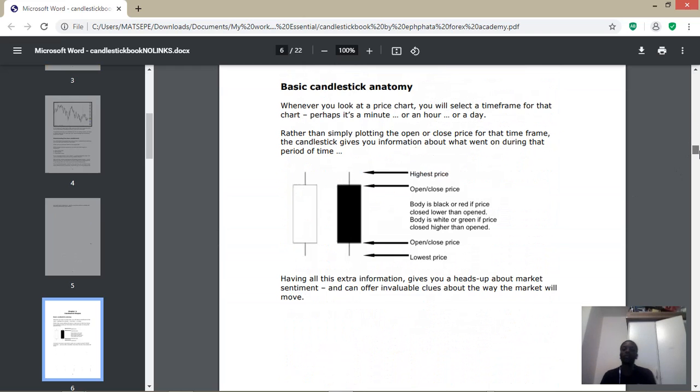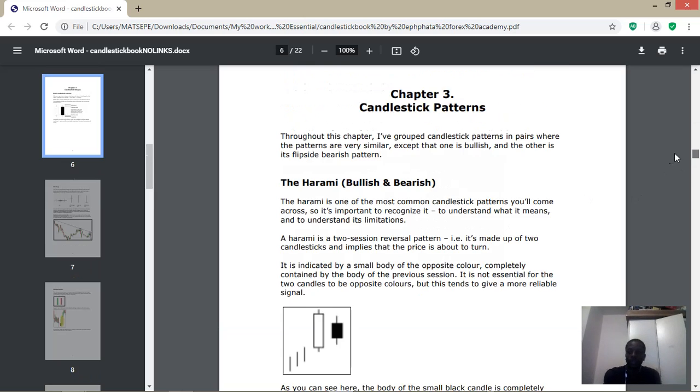So before we go any further, we are on chapter 2 already. Chapter 2 explains candlestick anatomy, meaning the body, the highest price, the opening price, the closing price, and the lowest price.